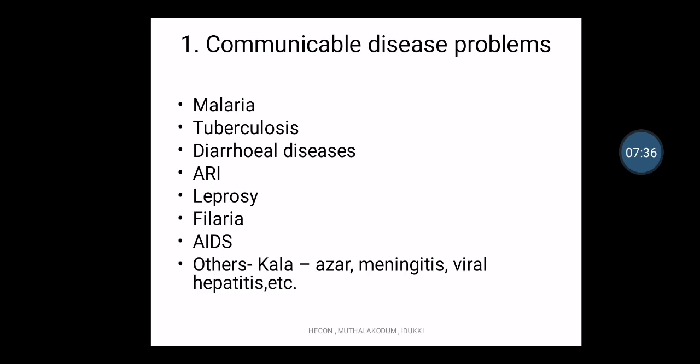So malaria, tuberculosis, then diarrheal diseases. Diarrheal diseases and acute respiratory infection, these two especially affect children because they are more prone to get these diarrheal problems and acute respiratory infection. If not treated at the right time, both of these can even lead to death of the child also. So diarrheal diseases and acute respiratory infection should be taken care of in a much more serious manner among the children.